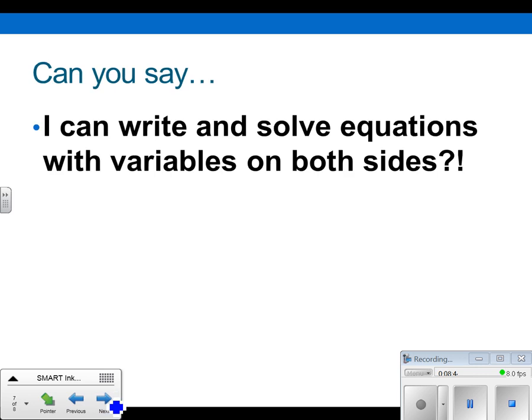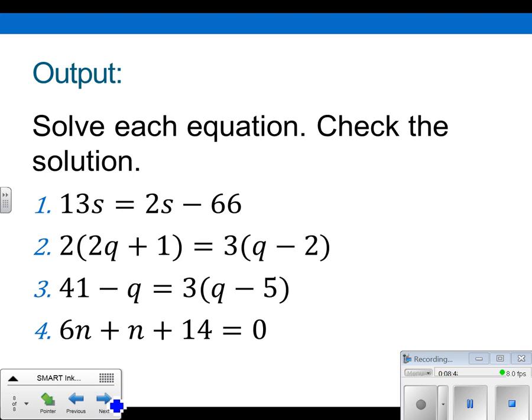Can you say, I can write and solve equations with variables on both sides? Here's your output for your notebook. Be prepared with any questions for the work time in class.